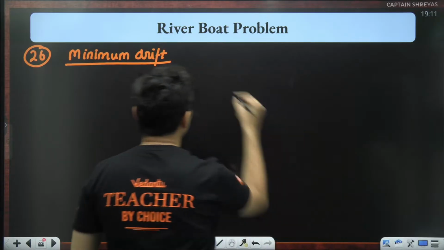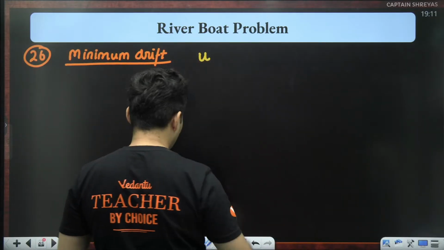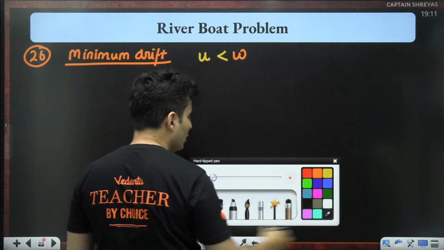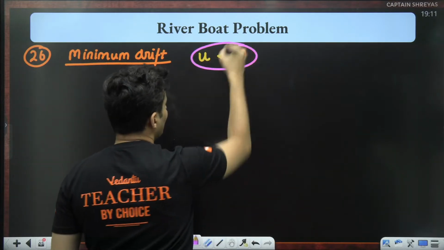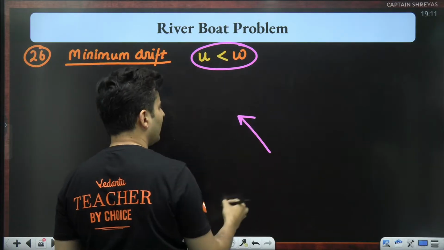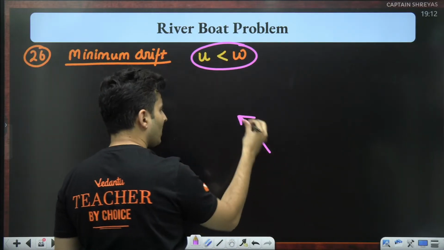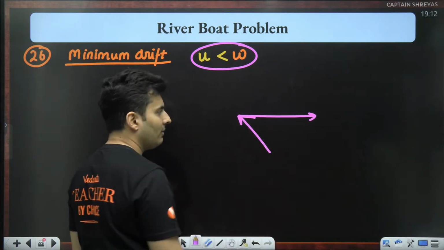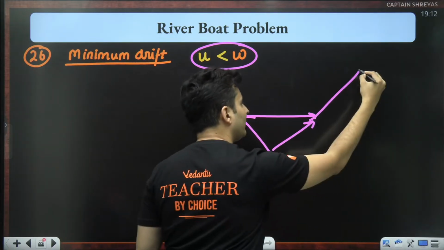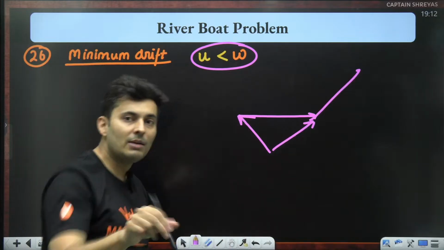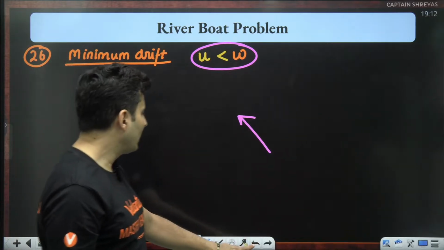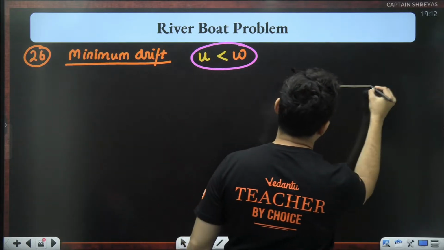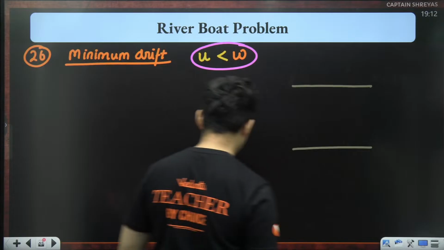But imagine a scenario where your u is less than w. Then what will happen? No matter how hard you try, because u is small and the river speed is big, you will never be able to cancel out the river velocity. So you will end up drifting somewhere. But you can minimize that drift by choosing an appropriate angle.